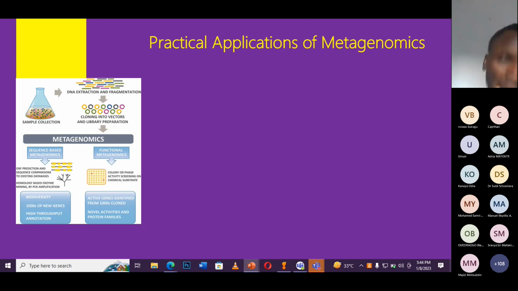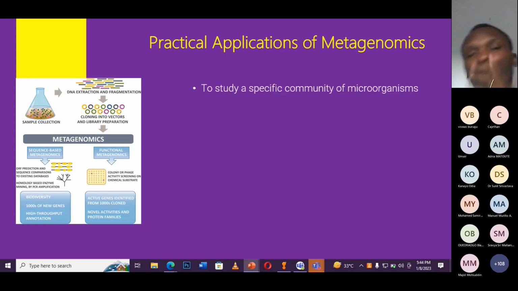You choose the specific area of sequencing after this junction. By the time this sequencing is being done, you are going to get a whole lot of big data, because metagenomics is diversified. There's an aspect of metagenomics that deals with the entire genome of microorganisms present in the environment. So the first practical application of metagenomics is that you want to study the specific community of microorganisms in the environment.